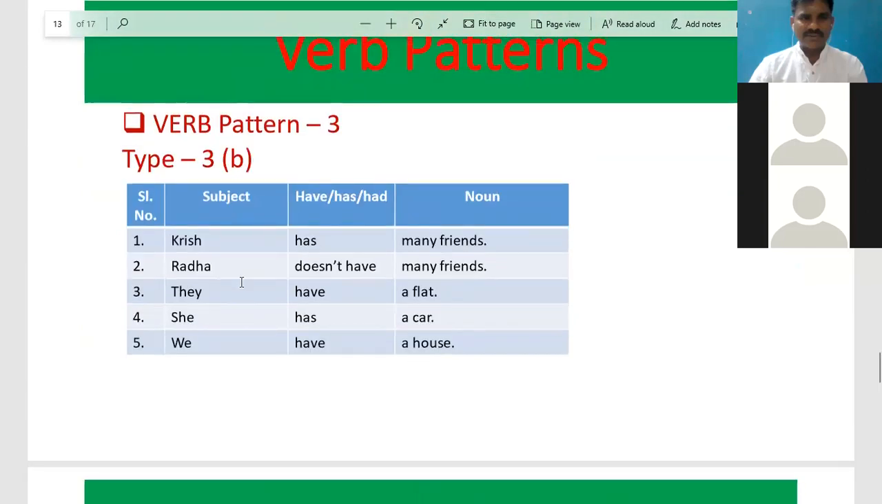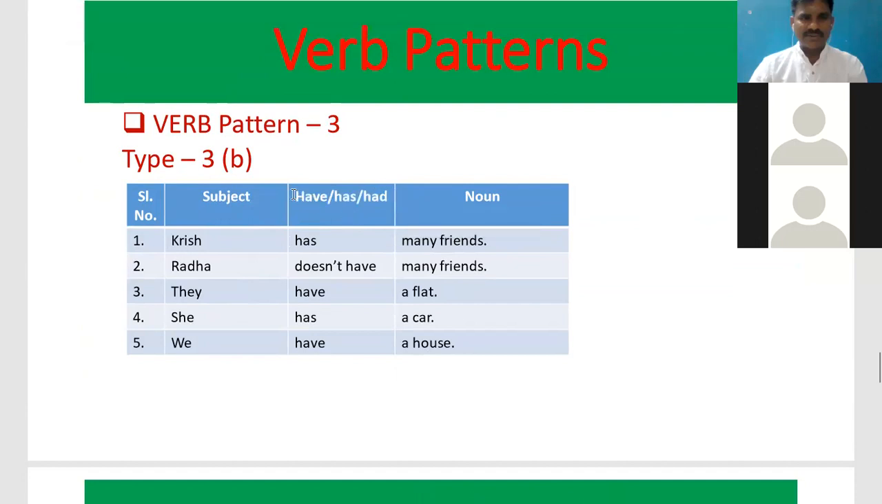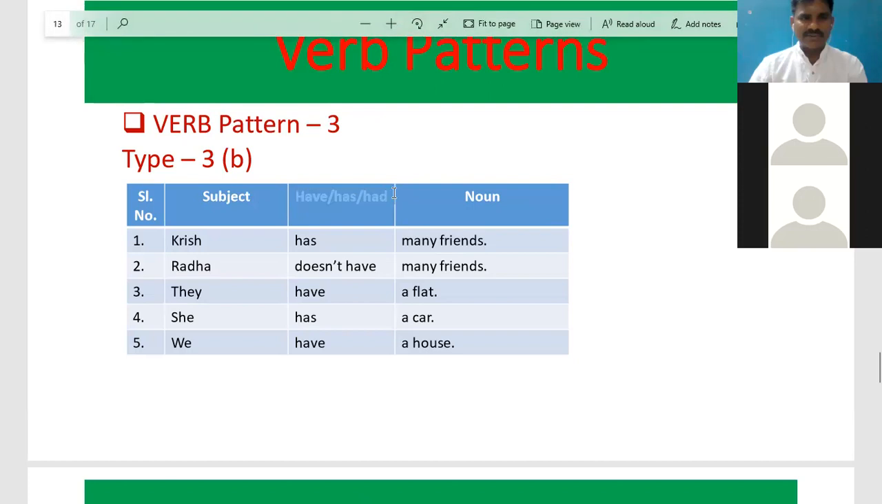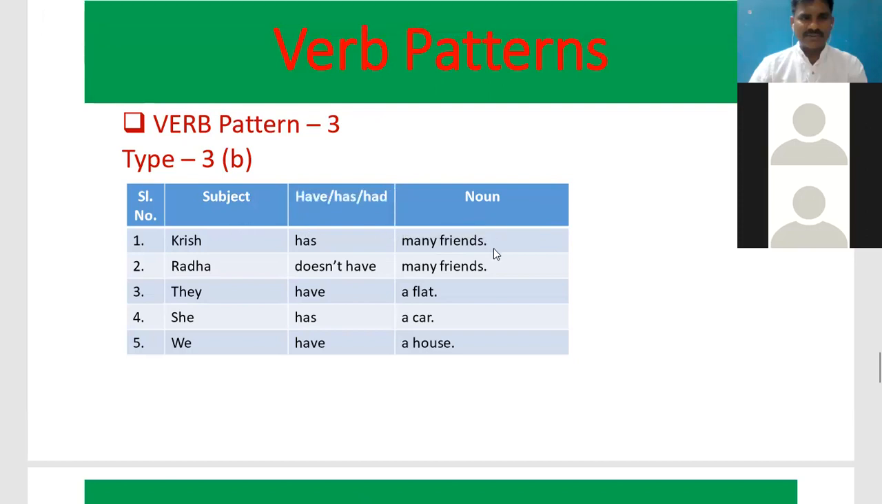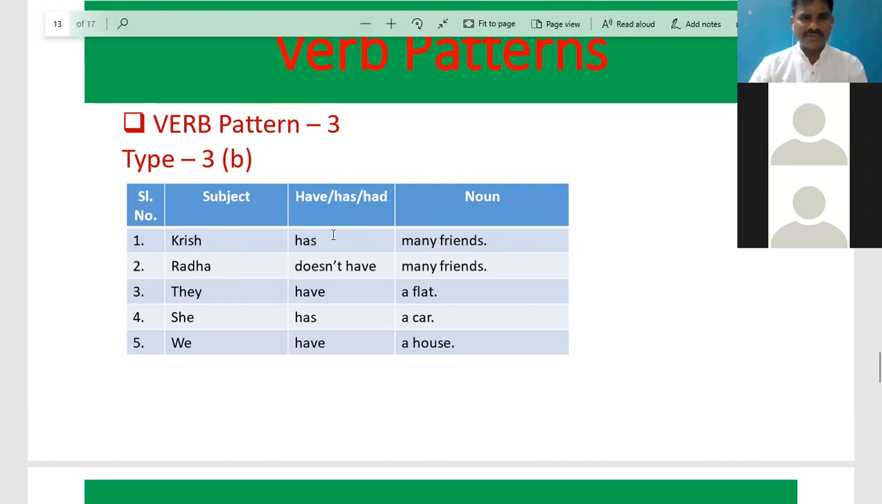Next one: subject plus have, has, had plus noun. This is one structure. These are possessive verbs, possessions. Have, has, and had are also verbs. Fish has many friends. What is the verb here? Has. Have, has, had are all possessive verbs.